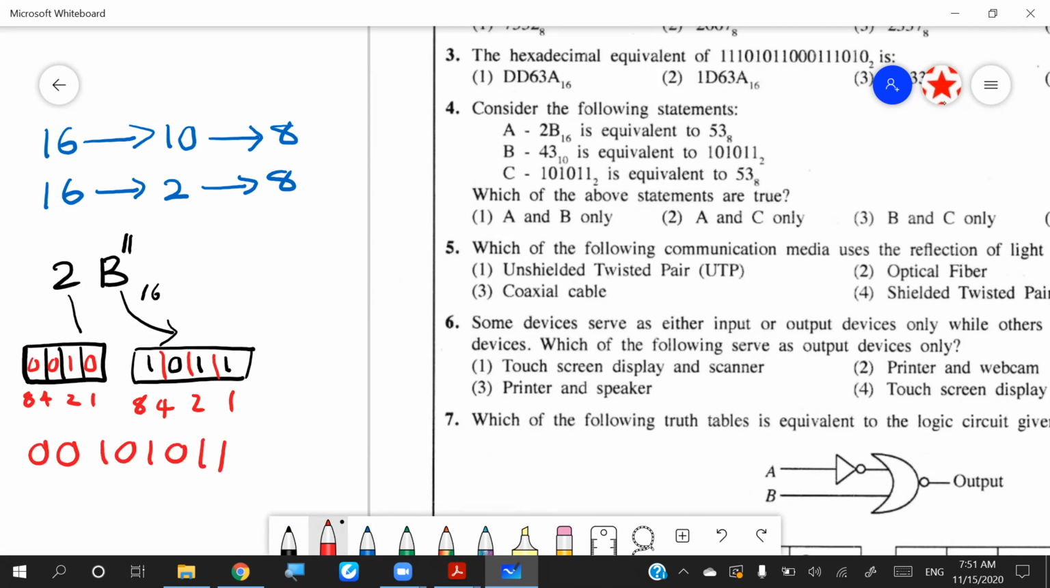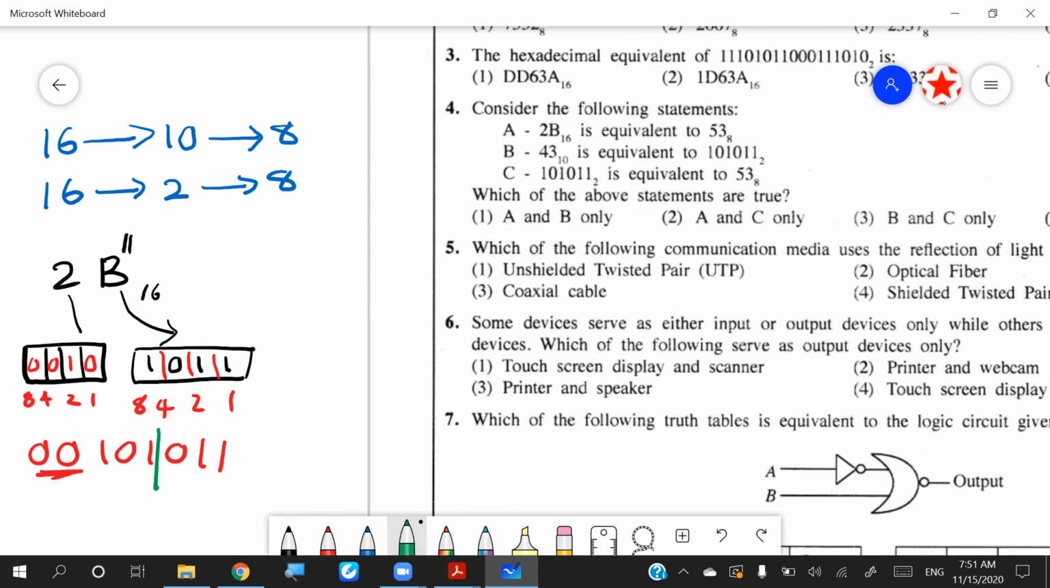We can omit the leading zeros. These two zeros, if you want, we can omit. Now look at the second part. It is 101011, which is the very same as this. So now let's convert this into the octal.